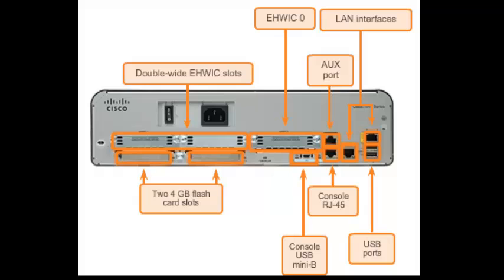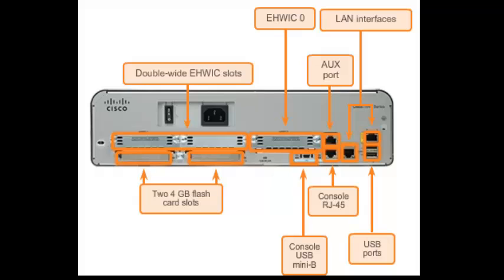In addition to these ports, routers also have network interfaces to receive and forward IP packets. Each interface must be configured with an IP address and a subnet mask of a different network.